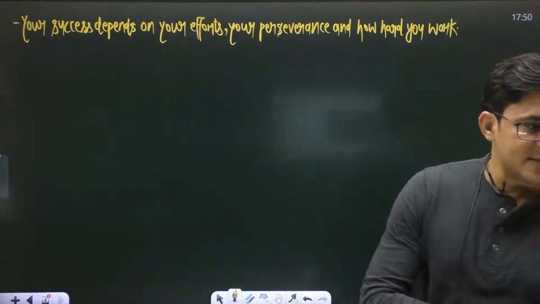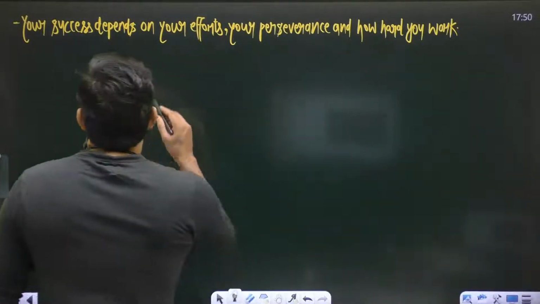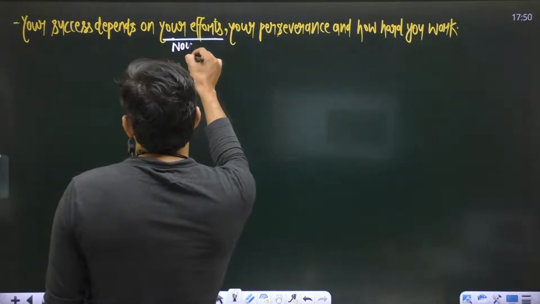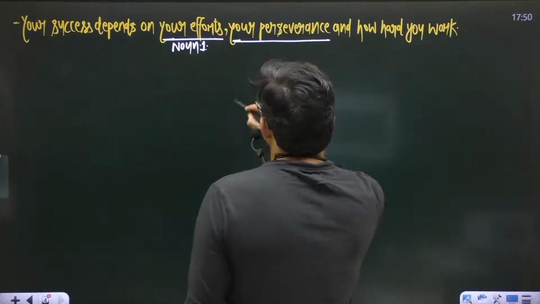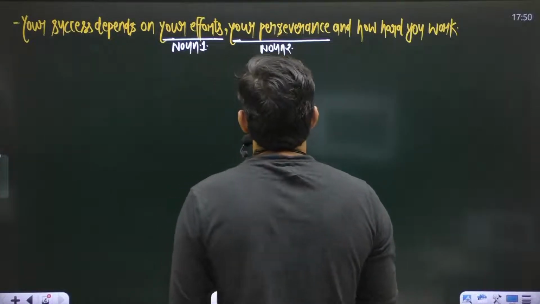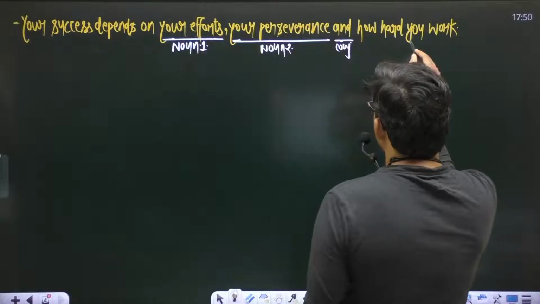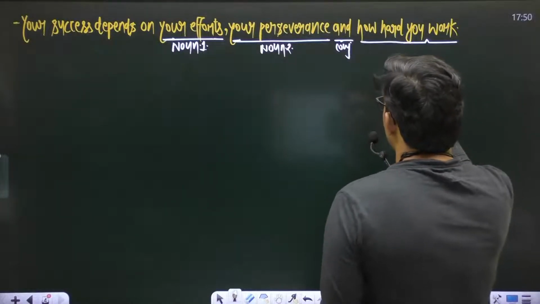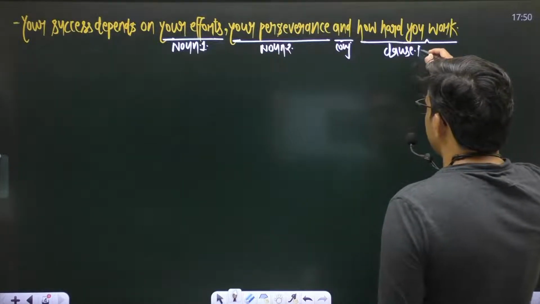Okay, let us discuss this sentence. As we know, in this sentence, the word "your efforts" is a noun, and this is the first noun, right? "Your perseverance" is also a noun, this is the second noun, and "and" is a coordinate conjunction. And after this coordinate conjunction, this subject and predicate is a clause.